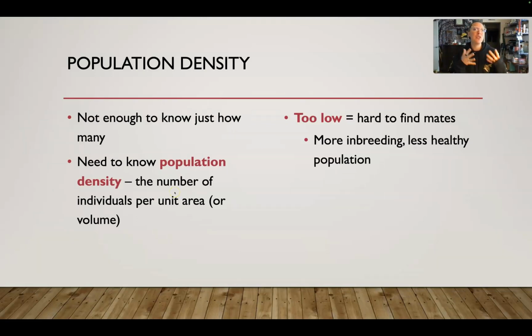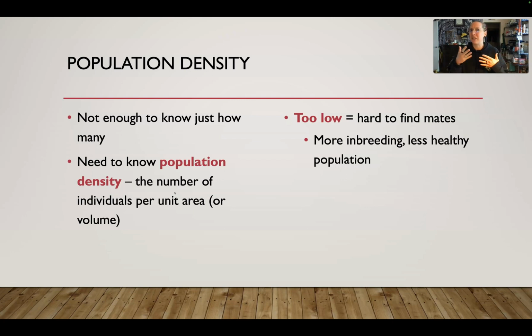So we know that if populations are too low, then it's going to be really difficult to find mates. And if it's too difficult to find mates, that's going to lead to more inbreeding and a less healthy population. An example that I have is that I have two of my cats. They are brother and sister, but their parents were also brother and sister, and so this has led to some genetic mishaps, if you will. They both have broken tails, and one of them is very fat and the other one is very skinny. So we believe that that has come from lots of inbreeding down the line.